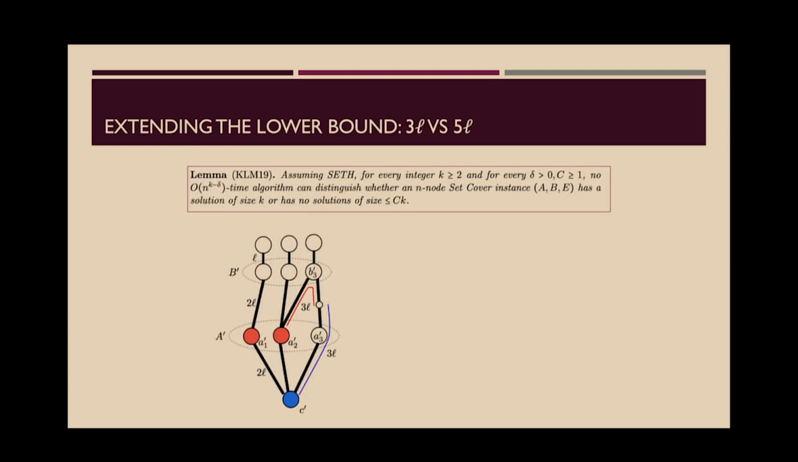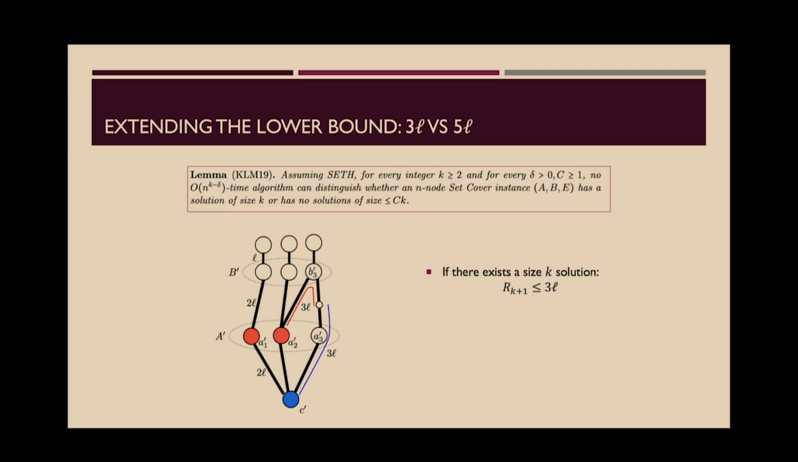So now assuming this stronger version, we're going to try to construct a 3 versus 5 lower bound. We take basically the same construction that we had before, but now instead of paths of length L, we have paths of length 2L between A and B and A and C. These tails are still length L. And now in this graph, we say that if there exists a size k solution to the set cover, this will correspond to k plus 1 centers with radius 3L.